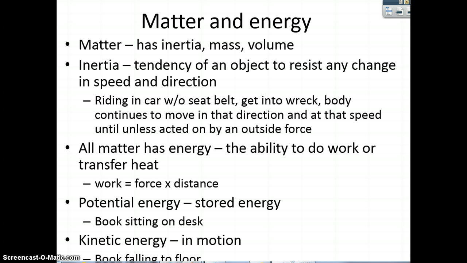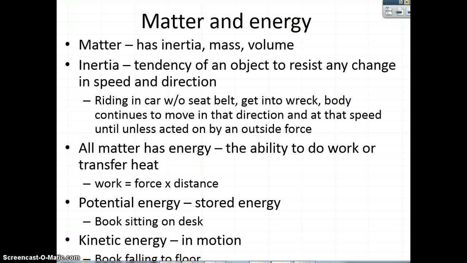All matter also has energy, and energy is the ability to do work or to transfer heat. So energy, work is equal to force times distance. So work is equal to the force needed to get it to move so far. Potential energy and kinetic energy.